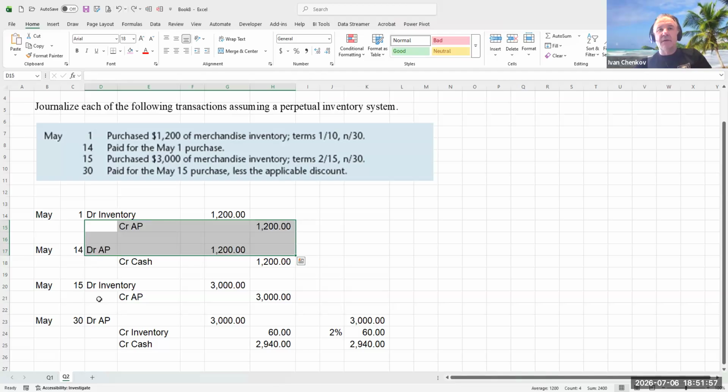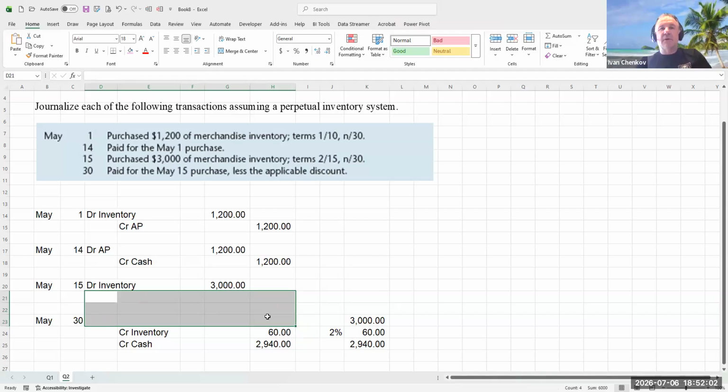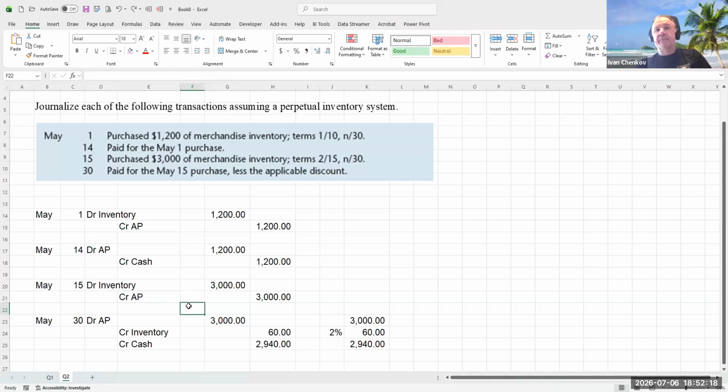Now in the second scenario, like when we eliminate accounts payable, what's going to happen? Now my inventory account will be equal to the cash because $3,000 inventory minus the $60 going on the credit side of the inventory is going to decrease the value of inventory to $2,940, which is exactly the cash that we pay.